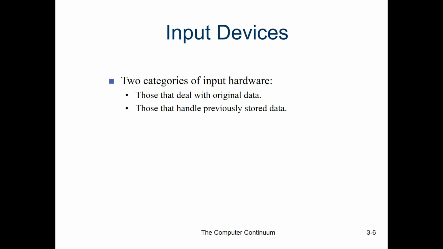And there are two categories of input hardware. Those that deal with original data, like the mic, and those that handle previously stored data, like the component which is used to take the input from hard disk, SSD, or USB. Those are the components which deal with the previously stored data. So these are the two categories of input hardware.